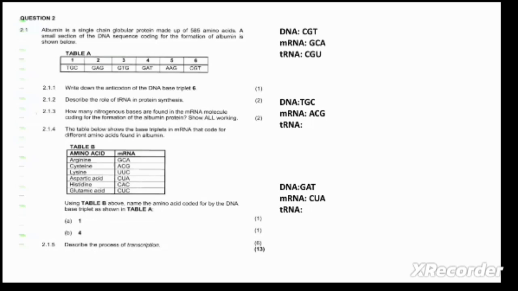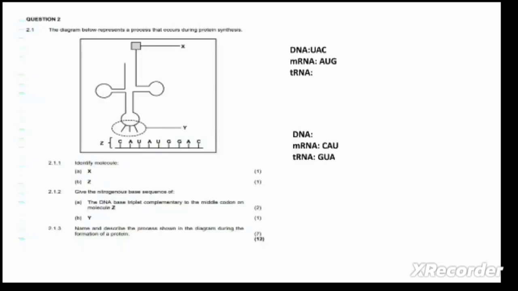Let's look at the next set of questions. It says that the diagram below represents a process that occurs during protein synthesis. Identify molecule X. Molecule X, that is an amino acid. And then molecule Z, that is mRNA, will give the nitrogenous base sequence. Give the nitrogenous base sequence of the DNA base triplet complementary to the middle codon of molecule Z.